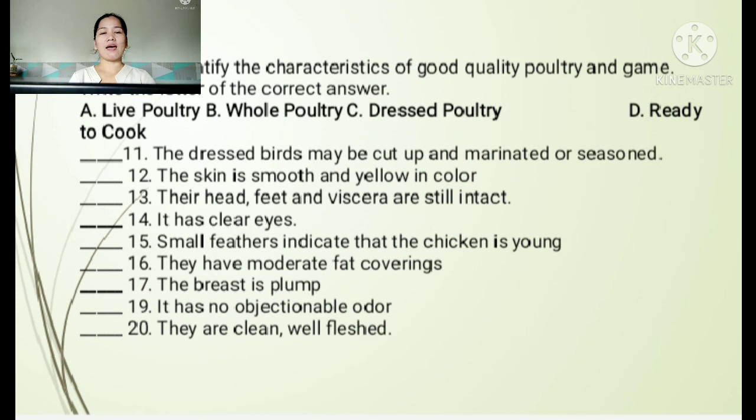Number 16, they have moderate fat coverings. Number 17, the breast is plump. Number 19, it has no objectionable odor. Number 20, they are clean, well fleshed.